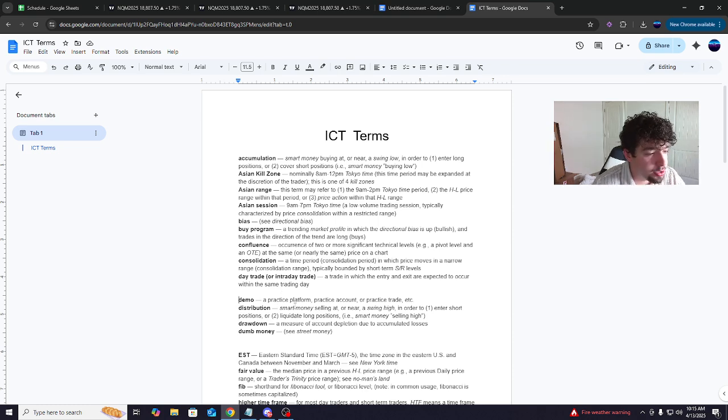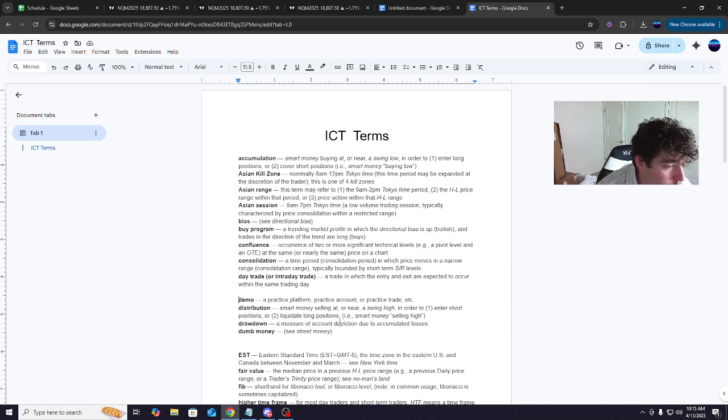Next we have distribution. That is smart money selling at or near a swing high in order to enter short positions or liquidate long positions. So you would see that more of on the fact of you have a swing high in the market. It would then sweep that swing high and then come back down, and that's where smart money would enter. So you would see consolidation and then a sweep and then a come back down. So they would sweep out all of those sell stop orders, and then that's when their buy orders would take and then come back down.